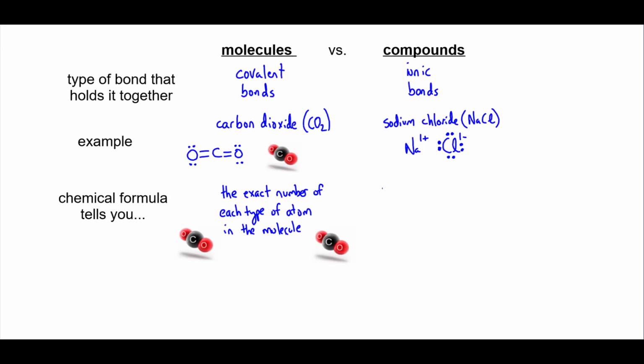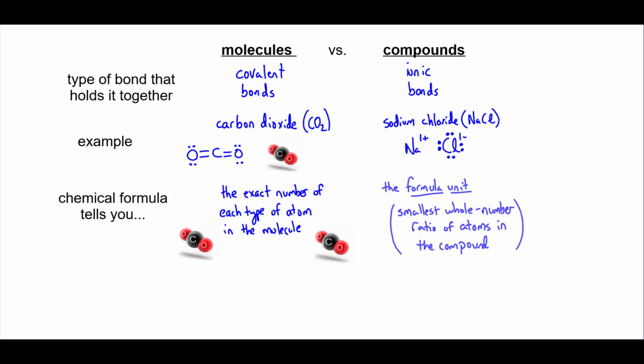Now, for what the chemical formula of an ionic compound tells you, it's not the same as what it did for covalent. For covalent substances, the chemical formula tells you the exact number of each atom in the molecule. For ionic compounds, the chemical formula tells you something different. It tells you the formula unit for the compound. And a formula unit is the smallest whole number ratio of the ions in the compound. So for my example, NaCl, the formula just tells us that there's one sodium for every one chlorine. But it doesn't mean that sodium chloride is just a single sodium and a single chlorine.